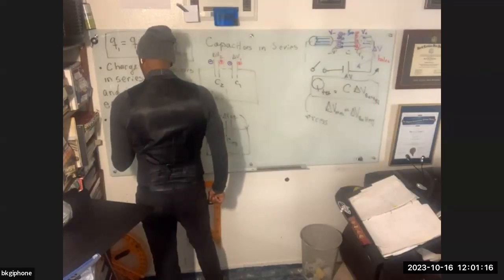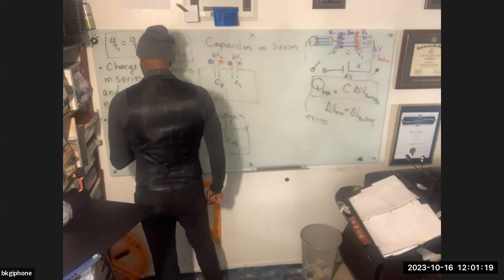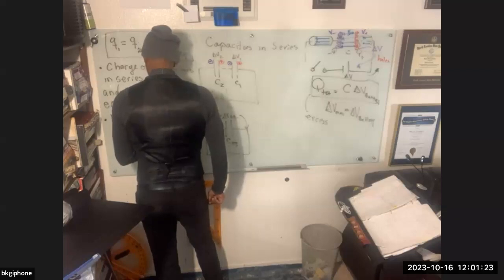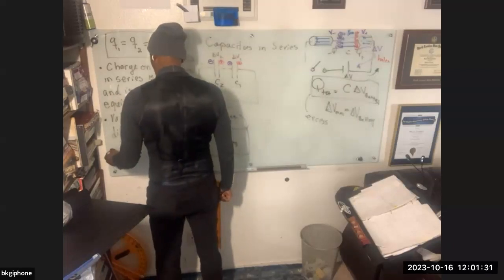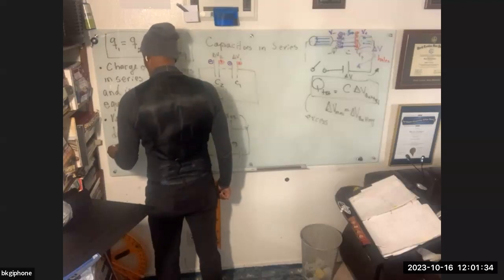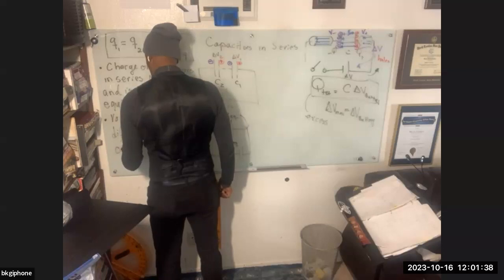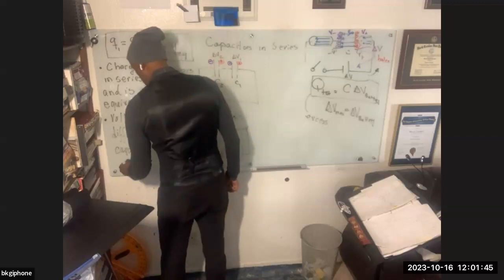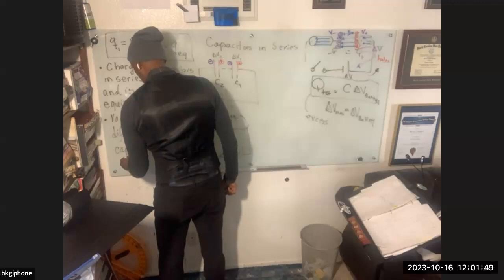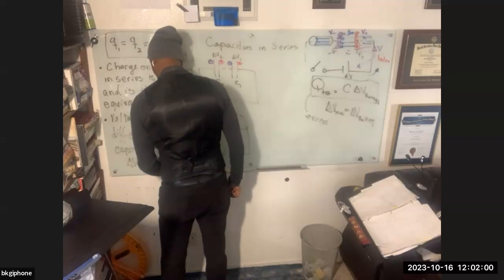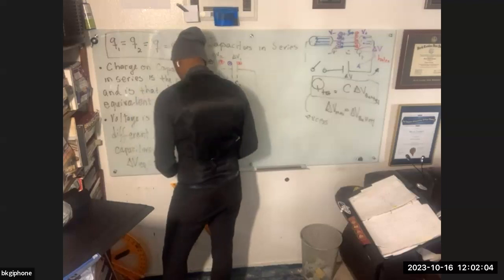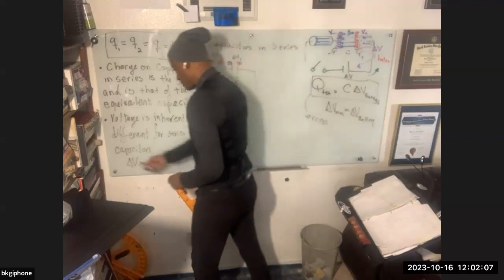Different for series capacitors. And it leads to this equation that delta V equivalent is equal to delta V1 plus delta V2. There you go.